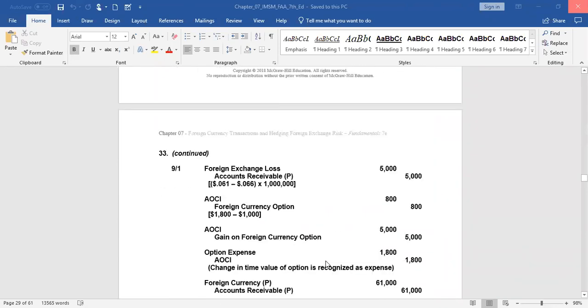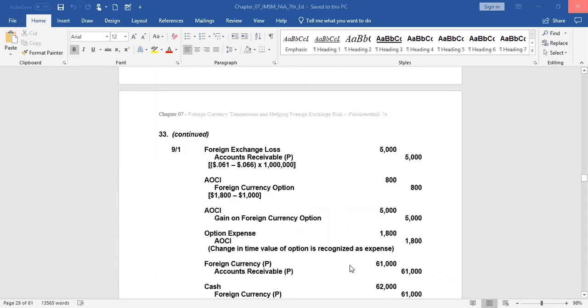Let's go to 9/1, when we actually collect the pesos. On the day that the pesos are collected, the first thing we want to do is determine, if we had paid or if we were receiving the actual spot rate, what is the change from either the day of the sale or the day we revalued our accounts receivable because of the end of the year. And the second case is here. So it went from 0.066 to 0.061.